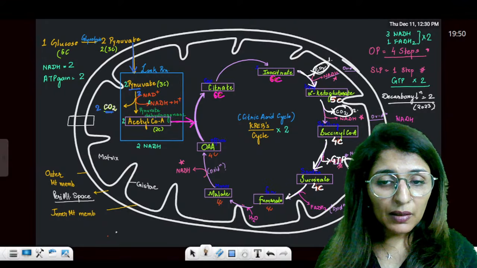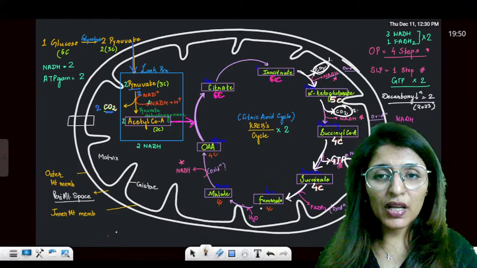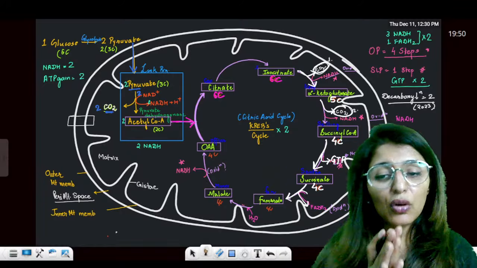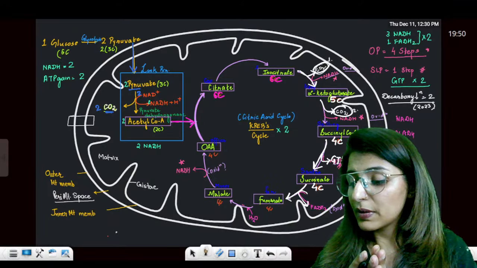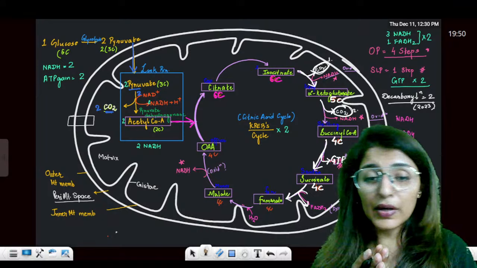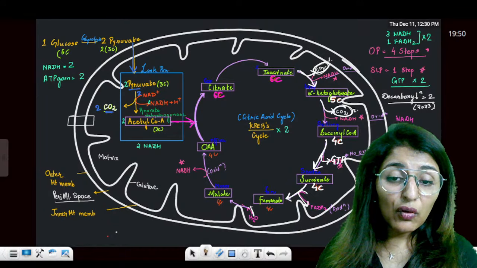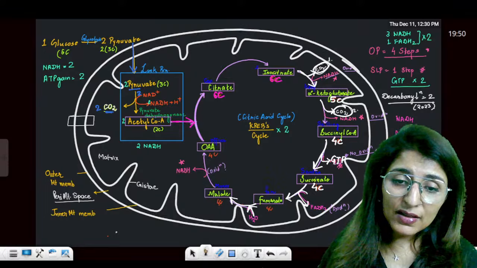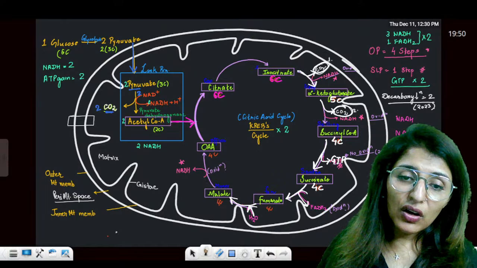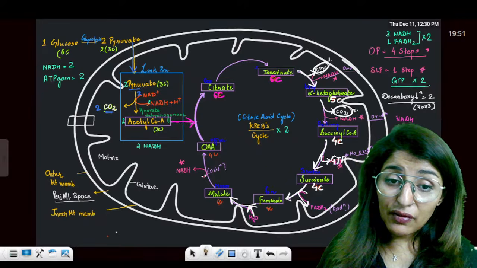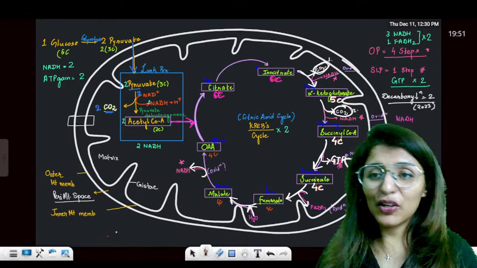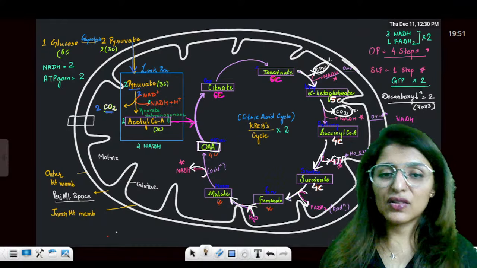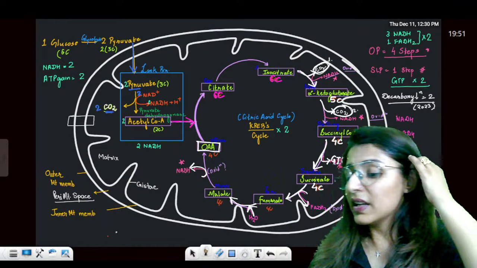Now, this 4-carbon compound will change into another 4-carbon compound known as fumarate. During this conversion, FADH2 is formed, the only FADH2 produced. Is this point clear? Then fumarate, on getting hydrated with water, changes into malate, which is also a 4-carbon compound. Then malate undergoes oxidation and forms the third molecule of NADH and becomes oxaloacetic acid again. So oxaloacetic acid has been regenerated.